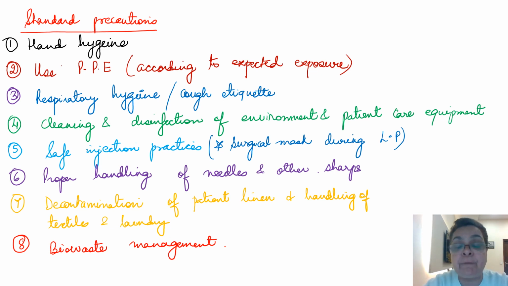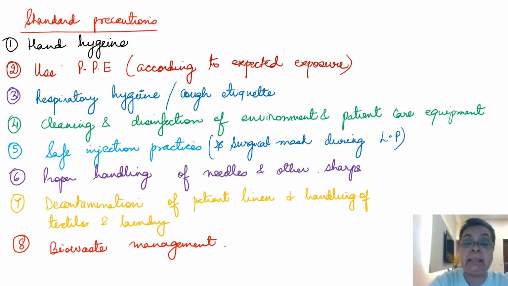Next are safe injection practices. Like you prefer to use single dose vials in comparison to multiple dose vials and so on. And in recent times, the Centers for Disease Control has added another point in safe injection practices: use a surgical mask while carrying out lumbar puncture. It should be a routine. Next is proper handling as well as disposal of the needles and the sharps. They should be properly disposed of.